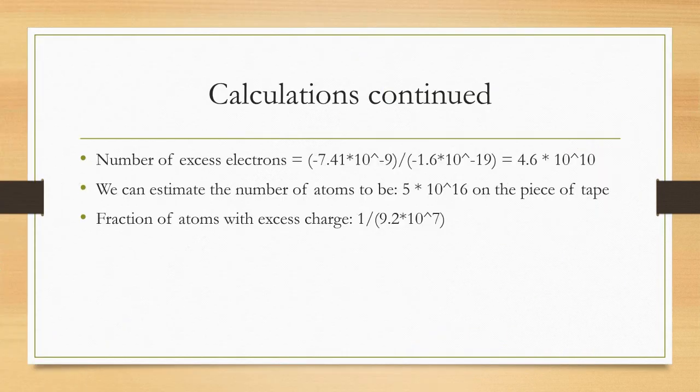Now that we have our Q value, we can also work out some more interesting calculations. Dividing the charge on the tape by the charge on an electron will give us the excess electrons. We can also compute the number of atoms on the piece of tape, which we got by taking the surface area of the tape and dividing by the cross-section area occupied by one atom. Now finally, we can find the fraction of atoms with excess charge, which was only about 1 in 92 million.